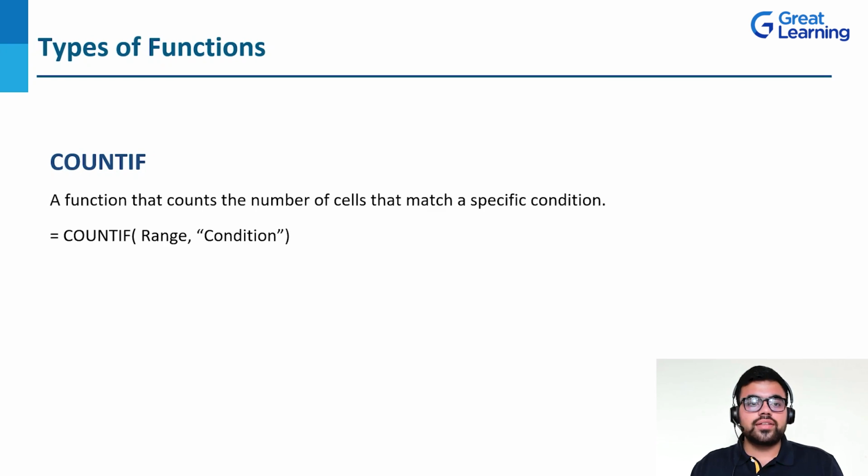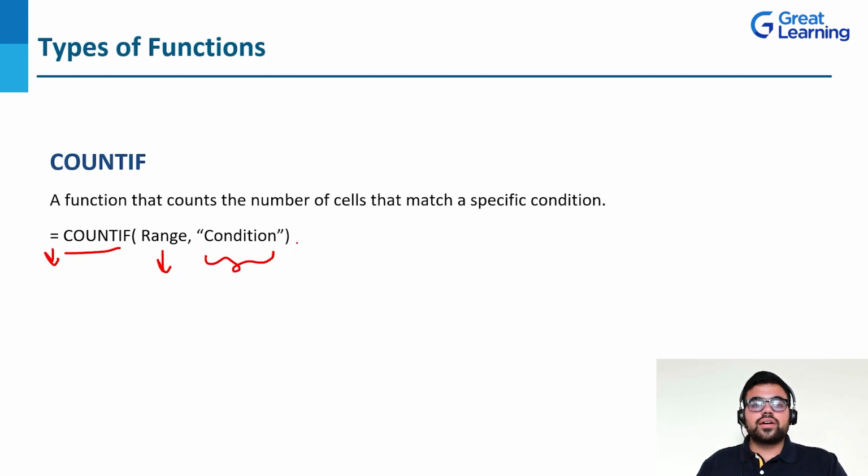The first one is COUNTIF. COUNTIF is a function that counts the number of cells that match a specific condition. Its syntax is equals to, the start of the function, then COUNTIF, then the range in which we want COUNTIF to operate, and the condition. What is the value that we are searching for?